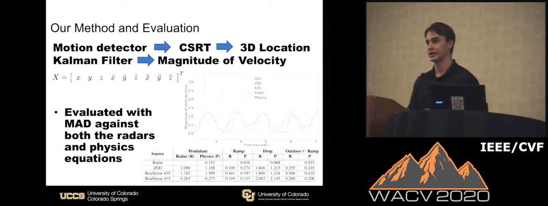We then calculated the magnitude of velocity from there and evaluated using mean absolute deviation against both the radar and physics ground truth. And though we achieved fairly respectable results, there's still clearly much work to be done.